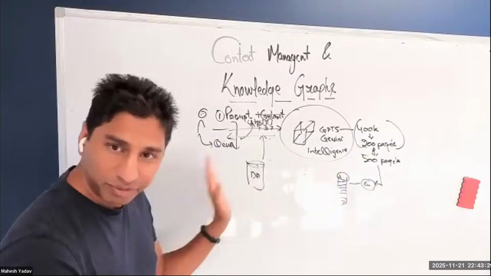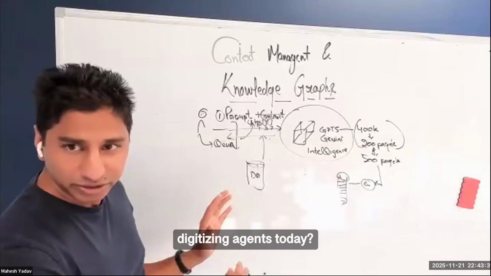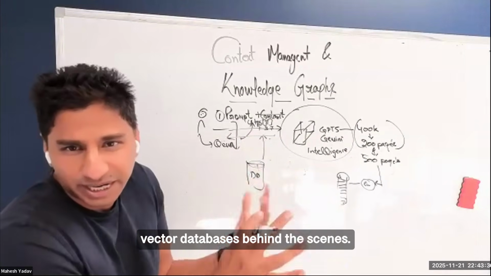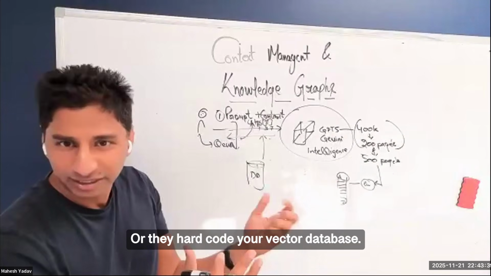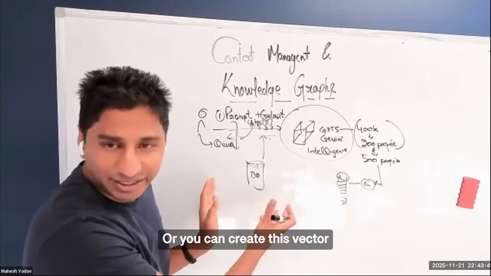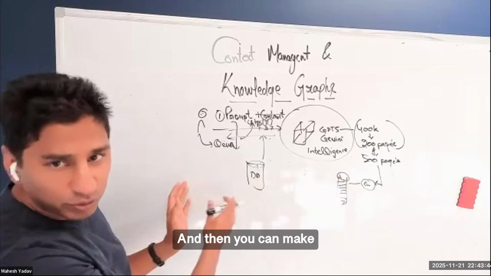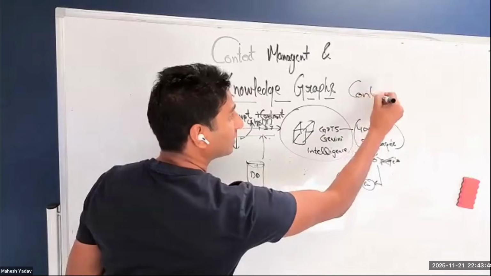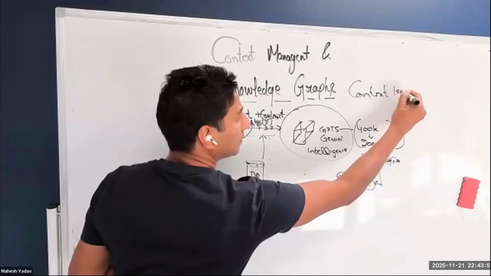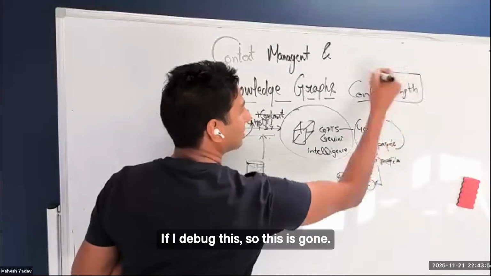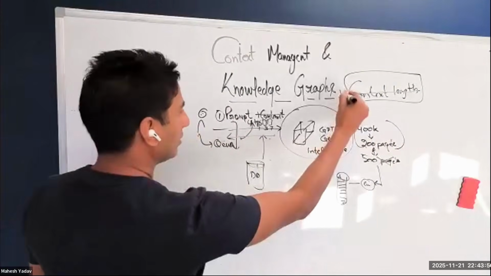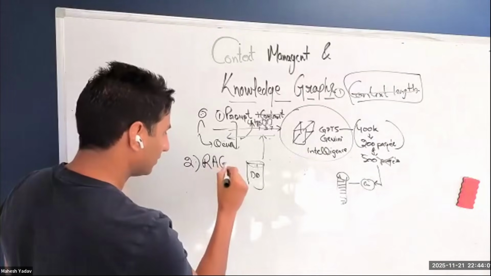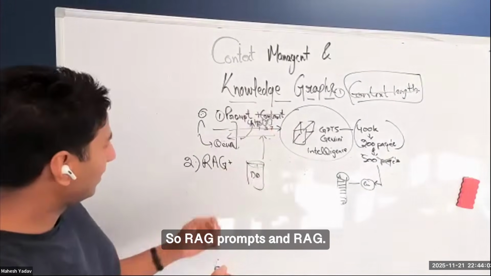Good? Everybody good? Is this how we are designing agents today? If you go, everybody says knowledge, upload document, and either they give you vector databases behind the scenes or they hard-code your vector database. Or you can create this vector database in N8N or something, and then you can make this problem go away. The context problem goes away. The context length problem goes away. What is the problem? If I debug this, so this is gone. And now we have a second way to provide context, which is RAG. So prompts and RAG.